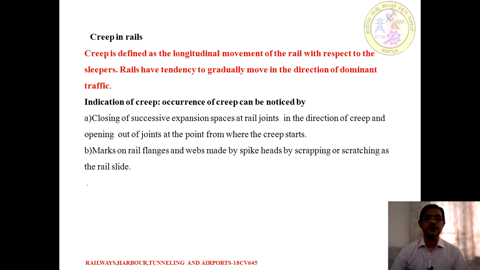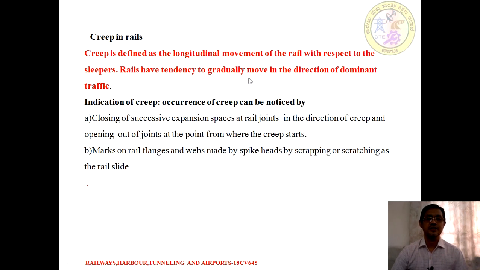Moving on to the definition, that is creep in a rail. So we can define creep as a longitudinal movement of the rail with respect to the sleeper. It means how much distance it has moved in the longitudinal direction of a rail when measured with respect to the sleeper. So it is called creep.